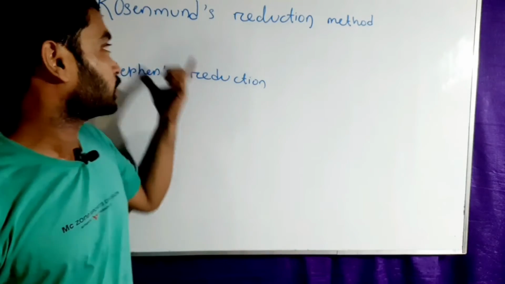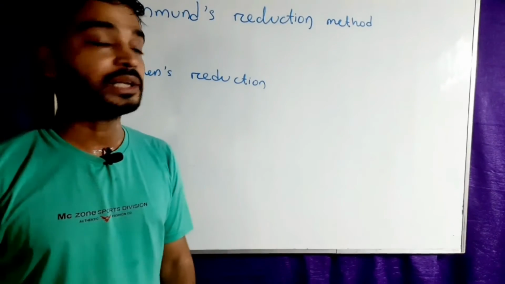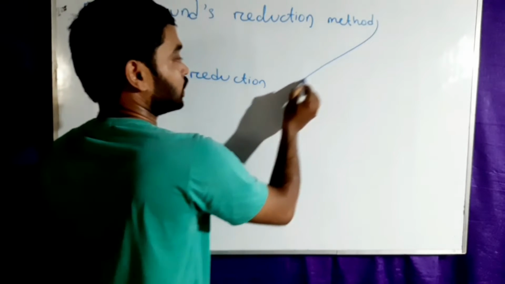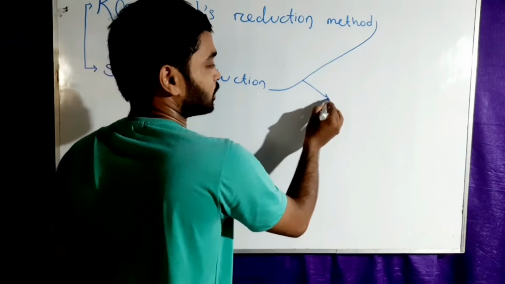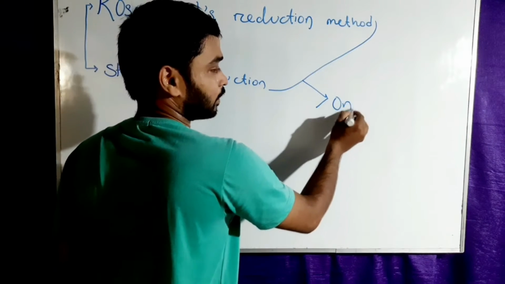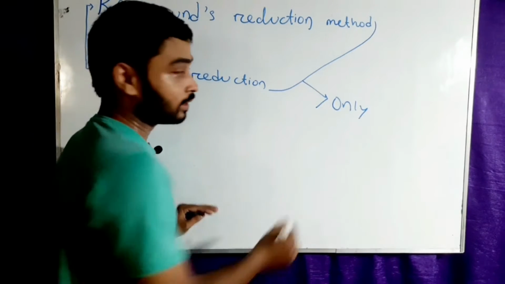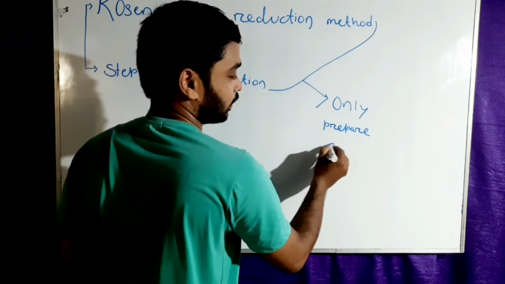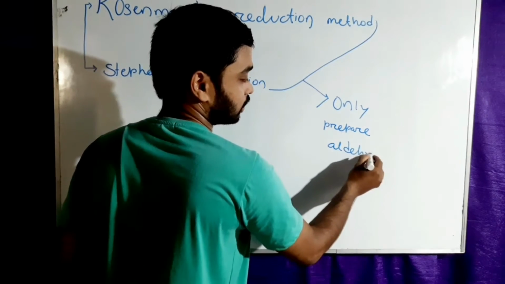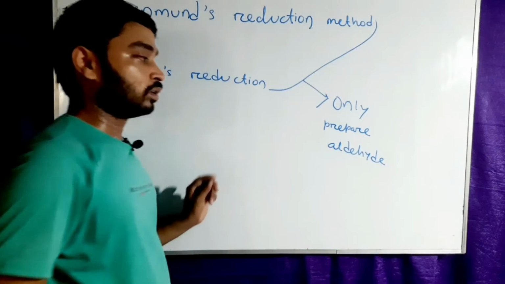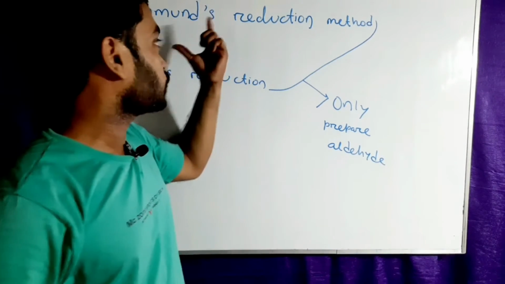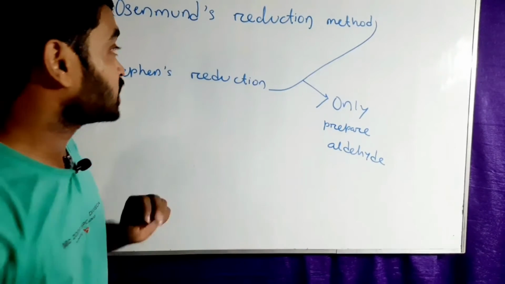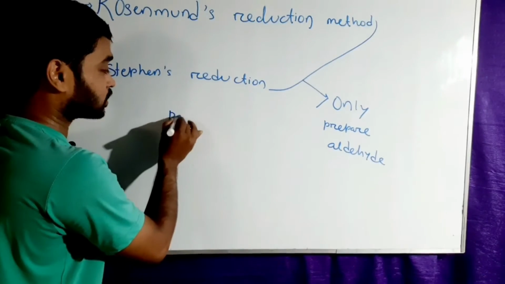These two reduction processes mainly belong to the preparation of aldehyde. By this method we can only prepare aldehyde. So these two reduction processes are partial reduction processes. Why is this process called partial reduction?